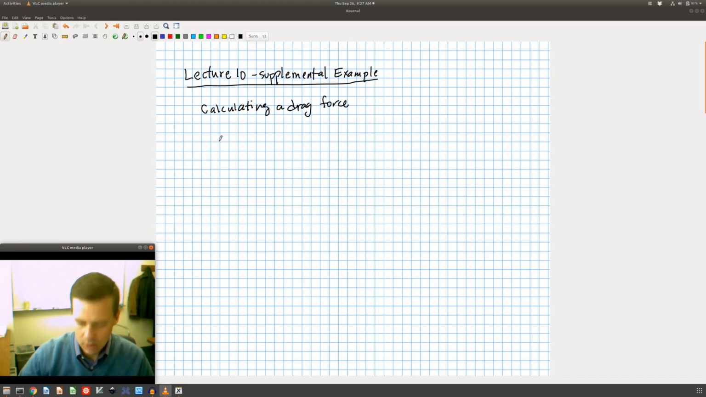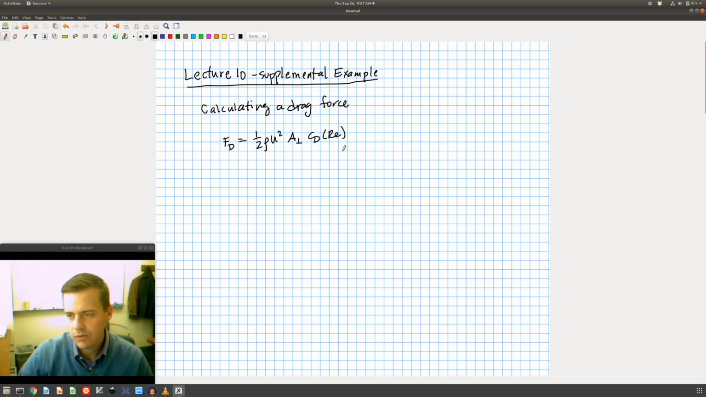So we talked about drag in class, and the formula for the drag force looks like this: 1/2 rho u squared times the projected area times the drag coefficient, which is a function of the Reynolds number. In order to calculate the drag force, you need to know two things: the projected area and the drag coefficient.